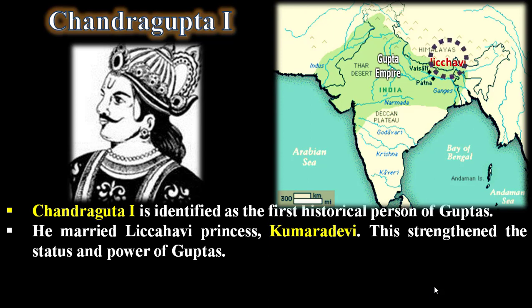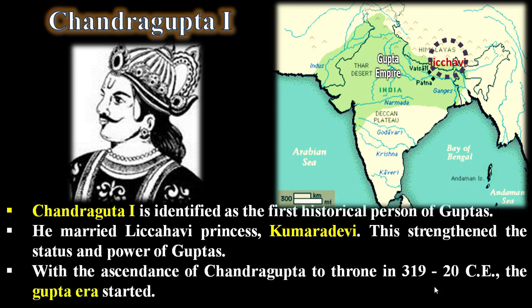You can see the place located on the map. This strengthened the status and power of the Guptas. With the ascendance of Chandragupta to the throne in 319-20 CE, the Gupta era started. With this, Chandragupta I started the wonderful administration system under the Gupta dynasty.